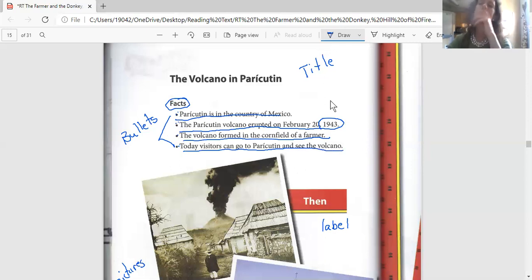Let's do one thing. We're going to tie in some math. If today is 2021 and the volcano erupted in 1943, how many years ago was that? Can we start at 2021 and count backwards to 1943? We could. That would be a lot of work. There is an easier way. We're going to do a subtraction problem.